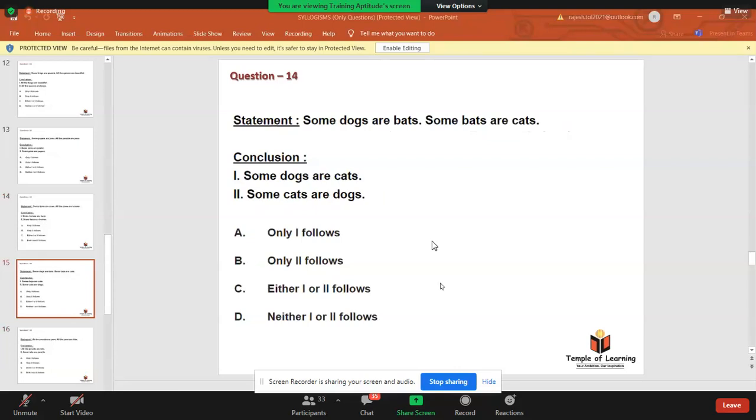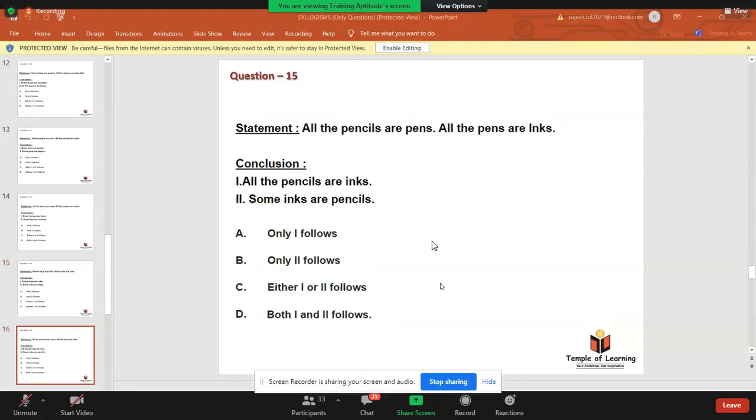14th, option D. देखिए, आपसे आपका एरर अब नहीं होगा सिलॉजिस्टिक्स में, बिल्कुल नहीं होगा, डायग्राम अगर आप बना के कर रहे हो। 15th, I think option D, sir. Only D, 2 follows.